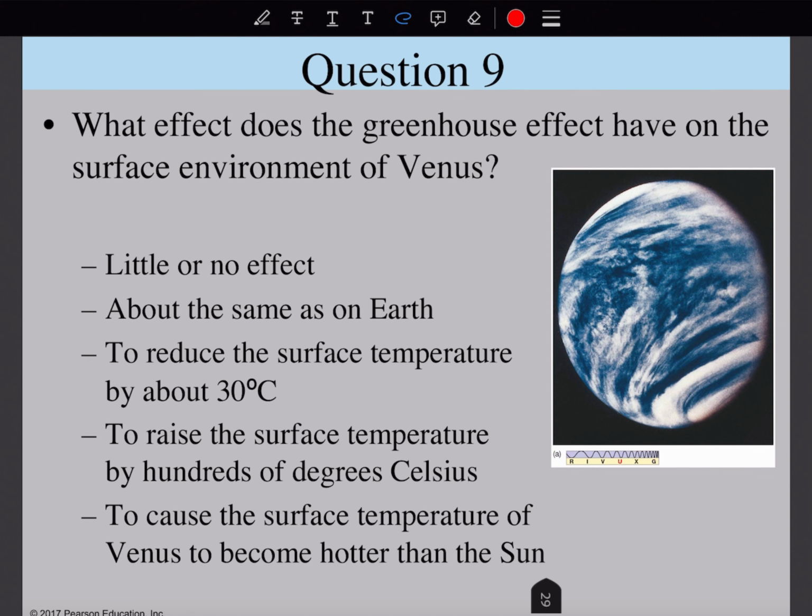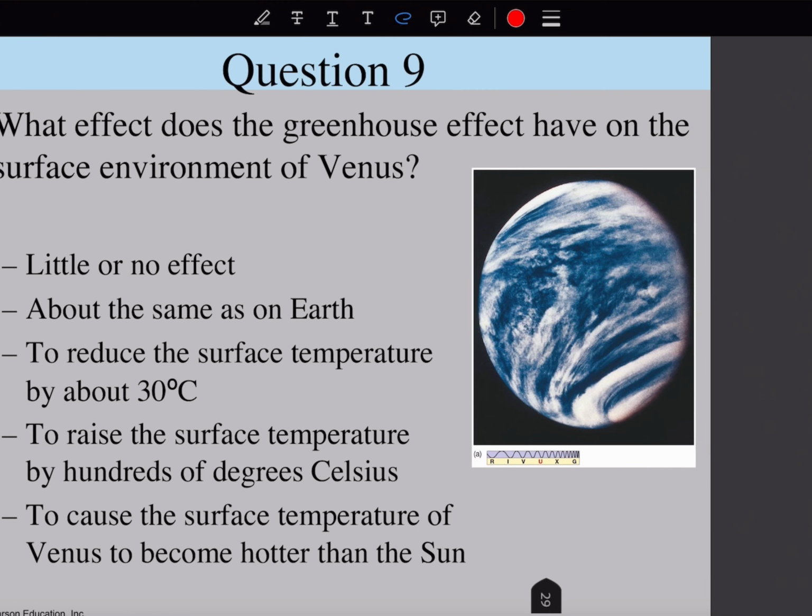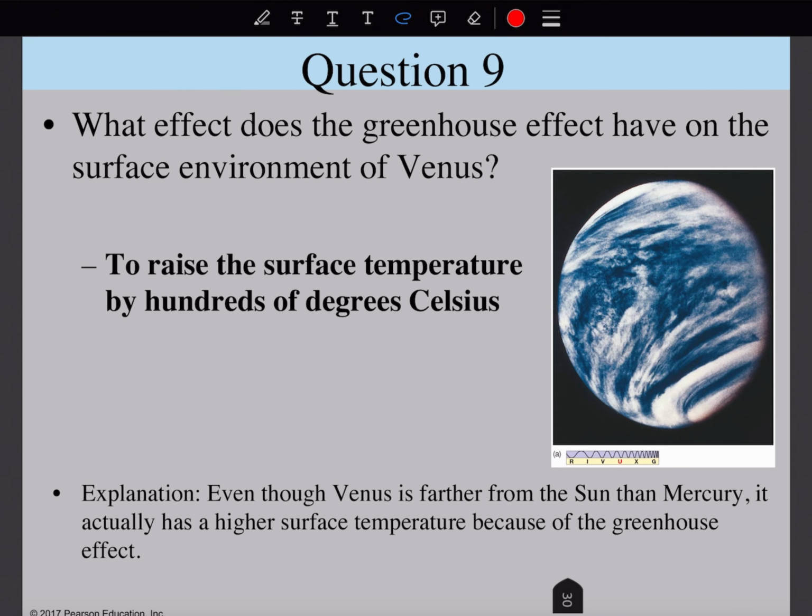All right, next one. What effect does the greenhouse effect have on Venus's surface temperature? All right, so let's see. It causes the surface temperature of Venus to be hundreds of degrees Celsius, or actually around, I believe, in kelvins, 700 degrees Kelvin, but it stays at that temperature night and day all year round.